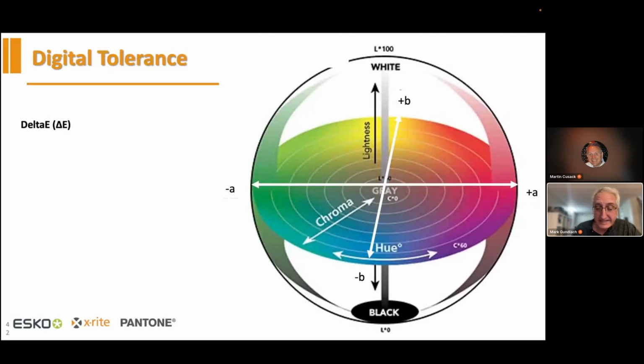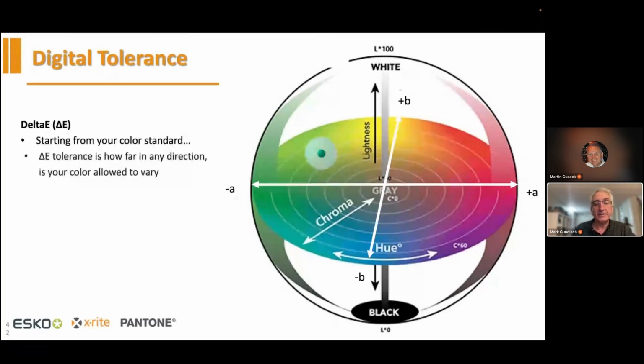What is delta E? That's really important to us because we use that for a tolerancing method a lot. Delta E, by its simplest definition, is we're going to start out with a standard, and we're going to look at how far in any direction we are allowing our color to vary. So that would be our tolerance, okay? Delta E is a difference in color, and how much we are going to allow is our tolerance.